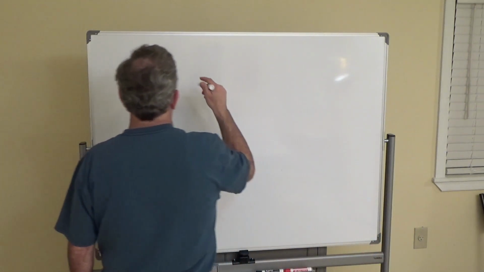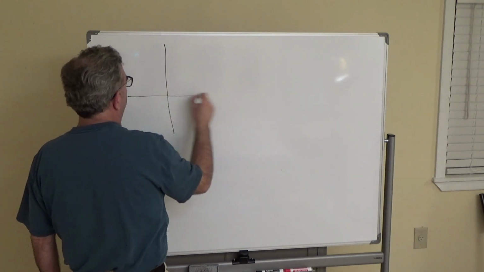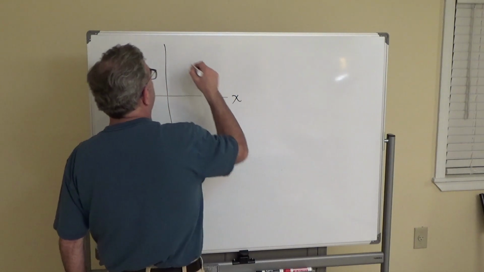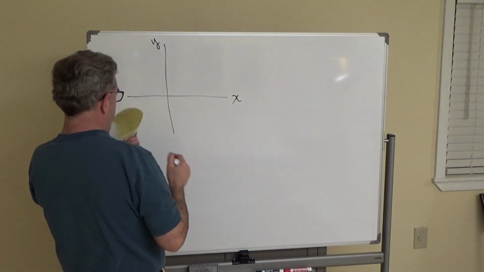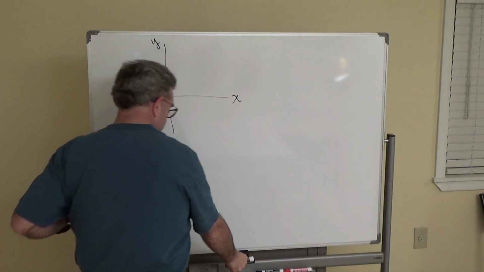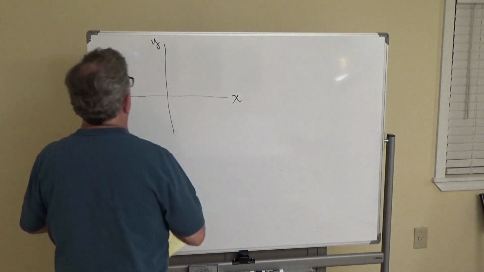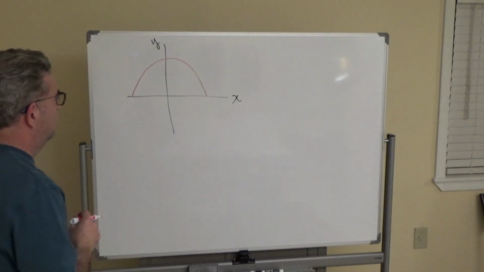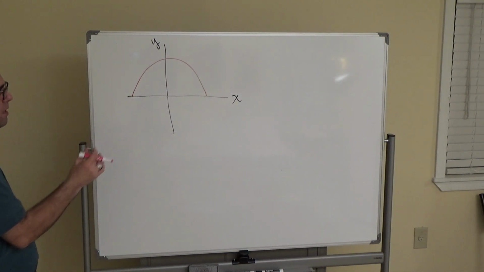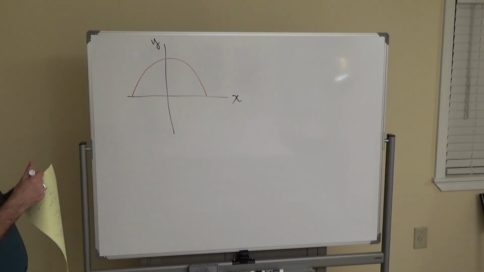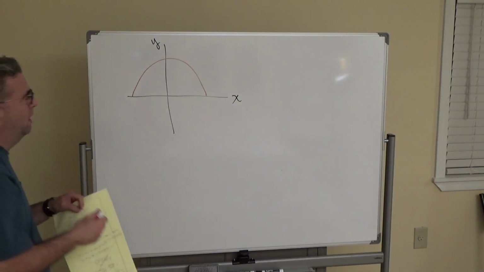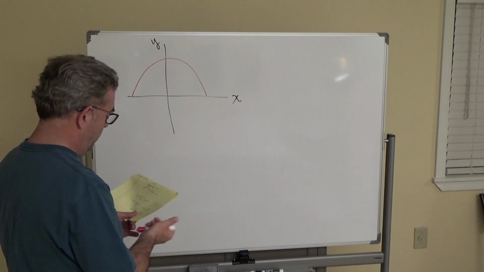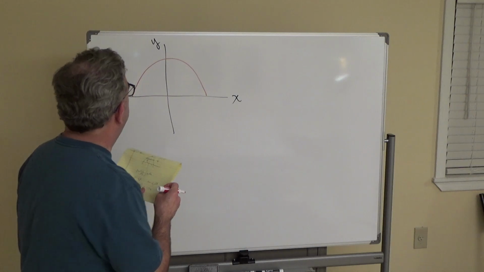Let me show you what it looks like. So here's the x and y axis, okay, and here's the parabola, all right? So it's an inverted parabola. You already know that this is second order, and I'll give it an equation.